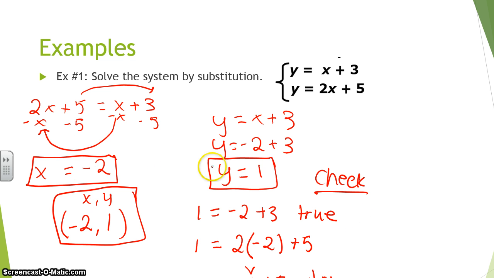Make sure you're showing your work. Make sure you find your ordered pairs. That's your final overall answer, but then you also have to check to make sure that the system of equations are true for the x and the y that you found.